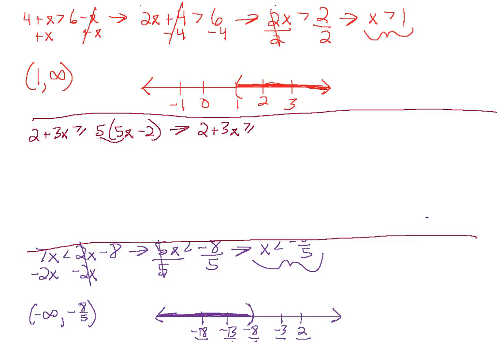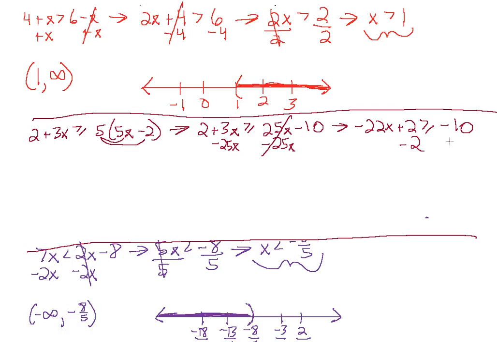Let's go ahead and distribute this 5 into the parentheses. So we have 25x. 5 times a minus 2 is a minus 10. Let's go ahead and move our x to the left-hand side. So let's subtract 25x from both sides. So we have a minus 22x plus 2. I just switched the arrangement of these two numbers. Greater than or equal to, these two terms cancel, so we have minus 10 on the right-hand side. Let's go ahead and subtract 2 from both sides to cancel those two terms.